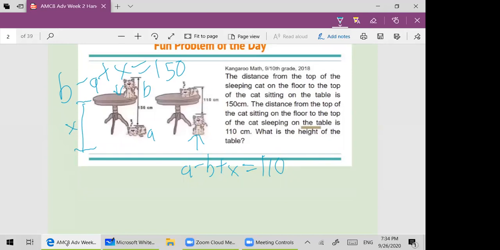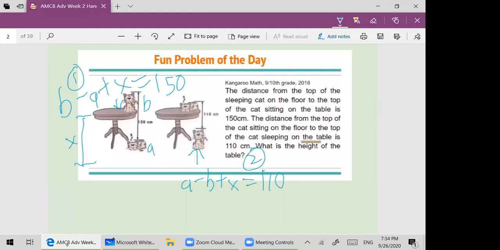When you add equations 1 and 2 up, this tells you that 2x equals 260, or x equals 130, and that's the height of the table.